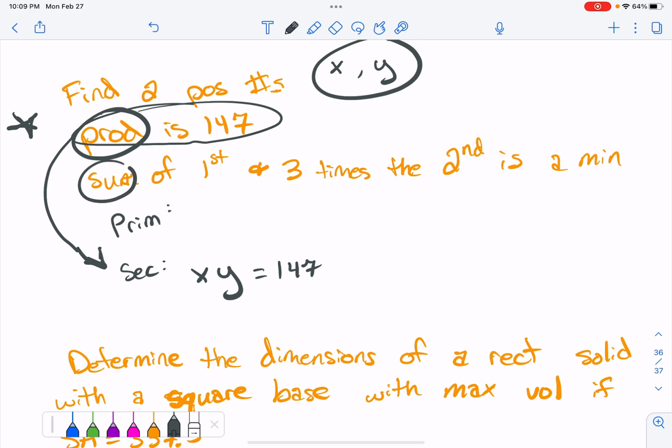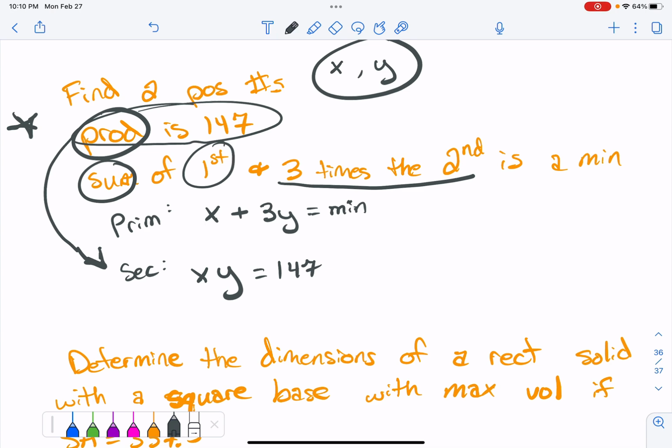Then it says the sum, which means we're adding, okay? The first number, which is x, and 3 times the second number, which is 3 times y. I want that to be equal to a minimum number. I'm trying to minimize that, okay?